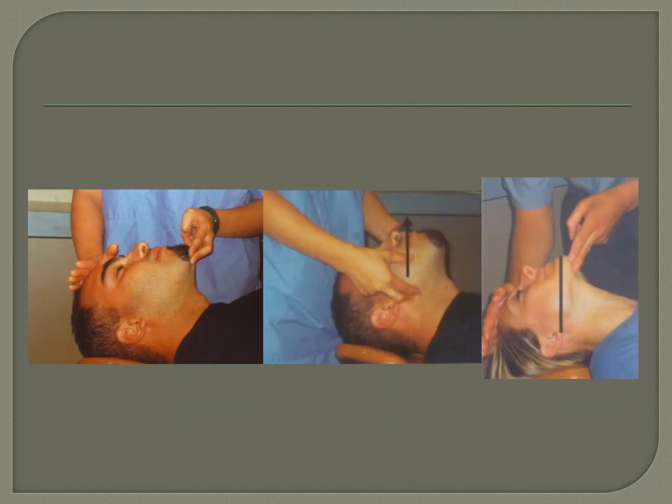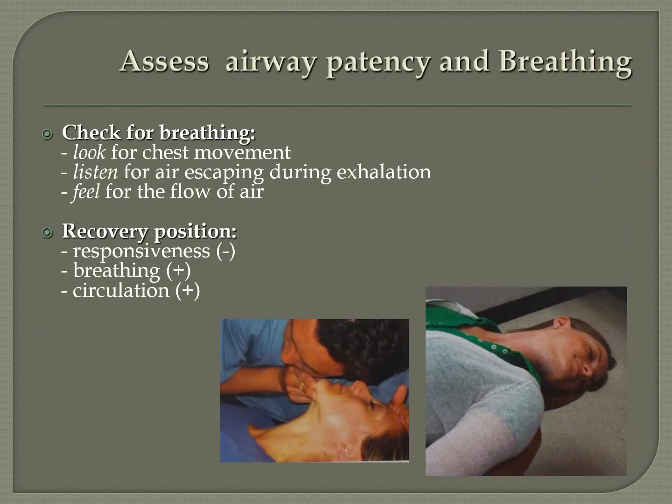You can see in the diagram how they are doing head tilt and chin lift, placing a finger on the chin region and forehead. Assess the airway patency and the breathing. Check for the breathing. Look for the chest movement. Listen for the air escaping and feel the flow. If the flow is normal, the patient's breathing is normal.